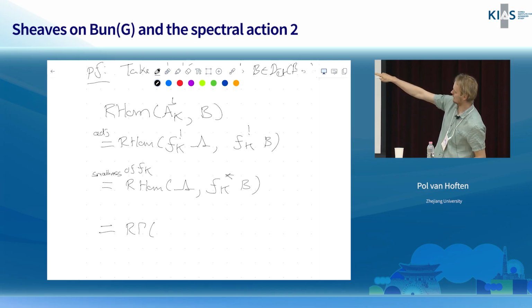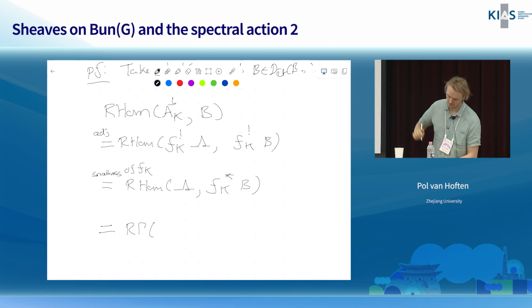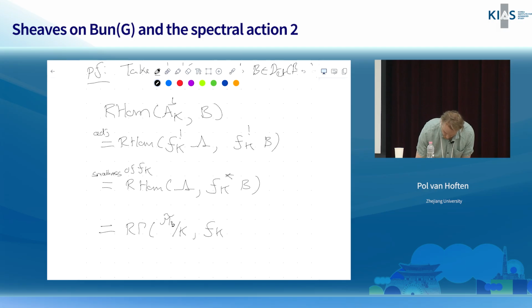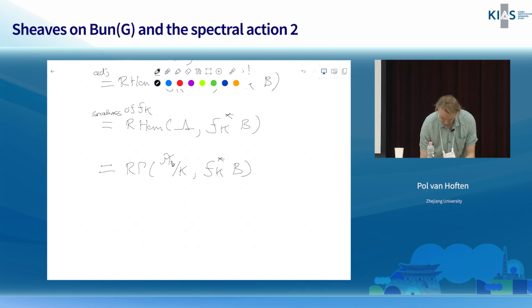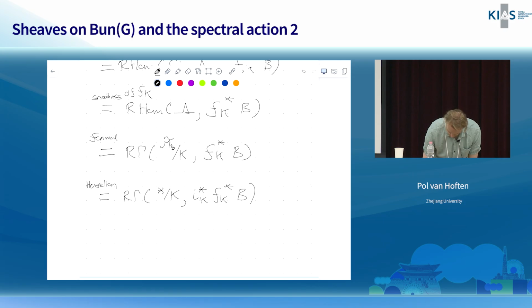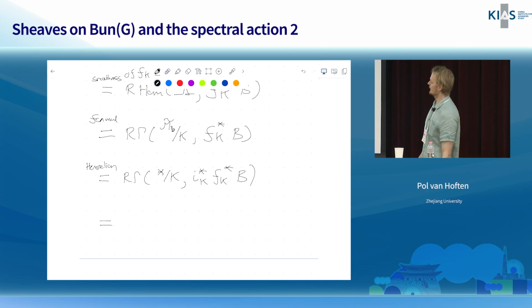So in these two identifications, I've changed the category that I'm working in, but you can see now we must be working in the sheaves on Bun-tilde mod K, because that's where f_K upper star B lives, of f_K upper star B. And okay, then I use this, so here this is formal, and now I use this Henselian property here to identify this with R Gamma of point mod K, and then this i_K upper star, f_K upper star B. And then again, we can try to figure out what that is.